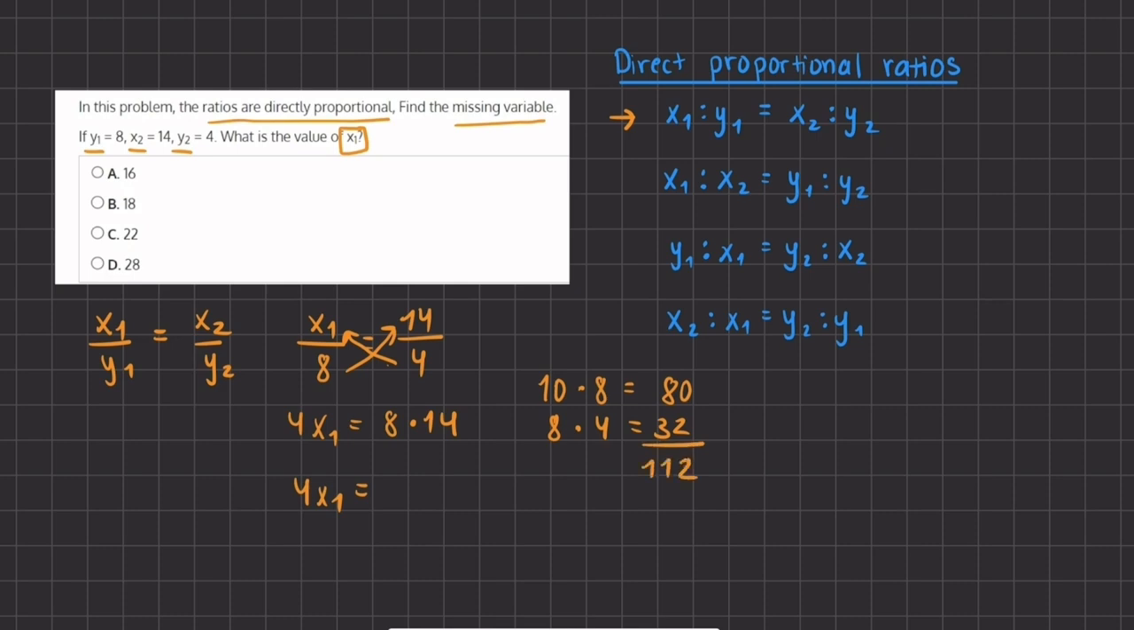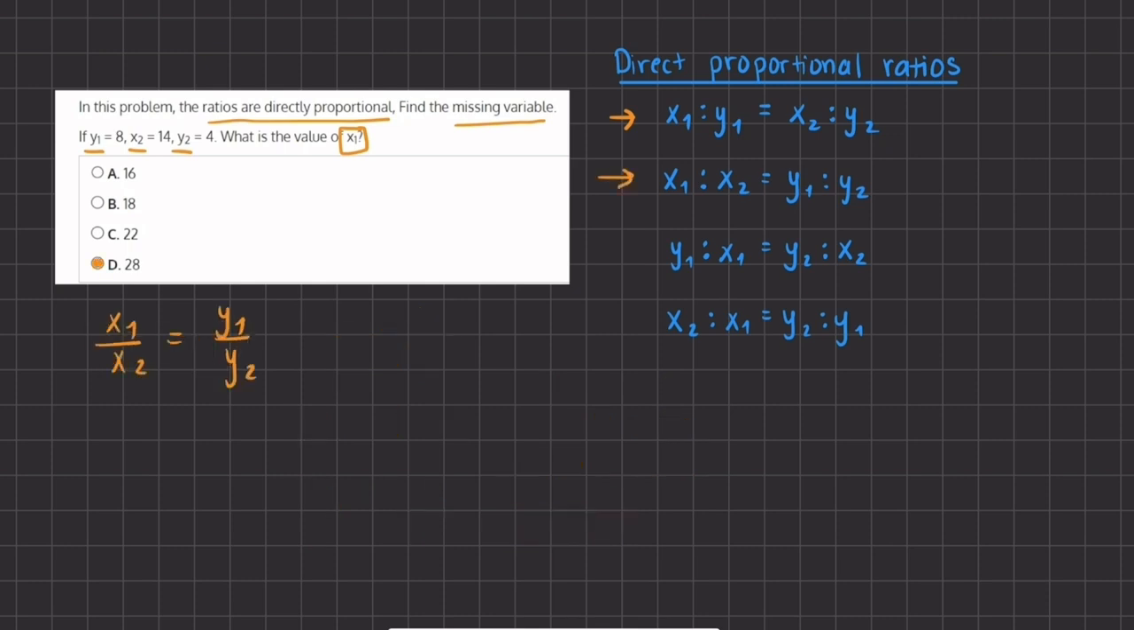So that's what 8 times 14 equals, and in order to find the value of x1, we are going to divide 4 on both sides. So now we have x1 equal to 112 divided by 4, which gives us 28. So that's going to be the value of x1 when we use the first formula, and that's answer D.